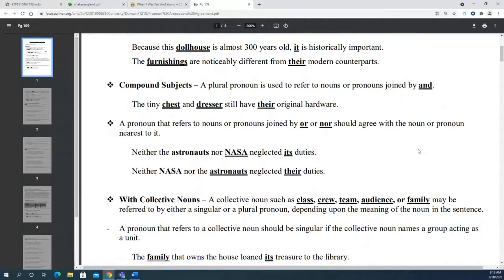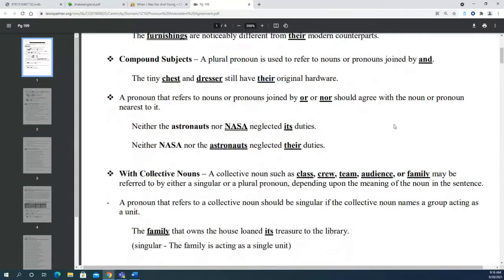Compound subjects. A plural pronoun is used to refer to nouns and pronouns joined by "and." So if you look here, we have two subjects joined by "and," chest and dresser. "The tiny chest and dresser still have their original hardware." Because we're joining two compound subjects with the conjunction "and," we have to use the plural pronoun here, in this case, "their."